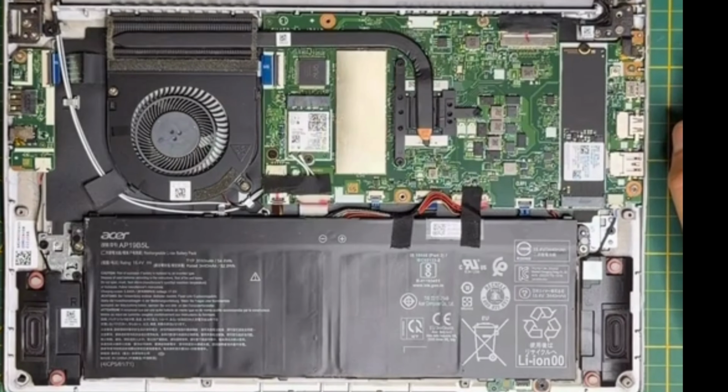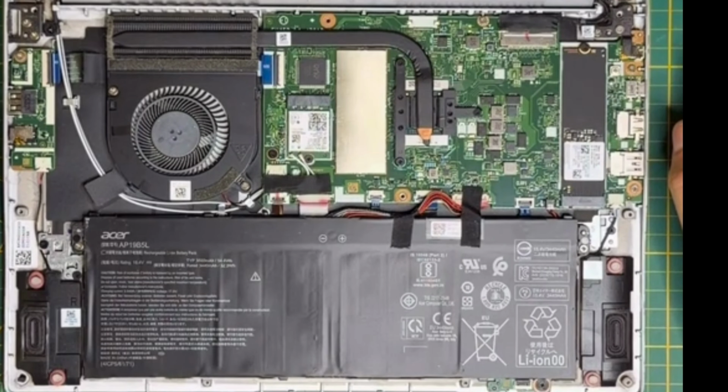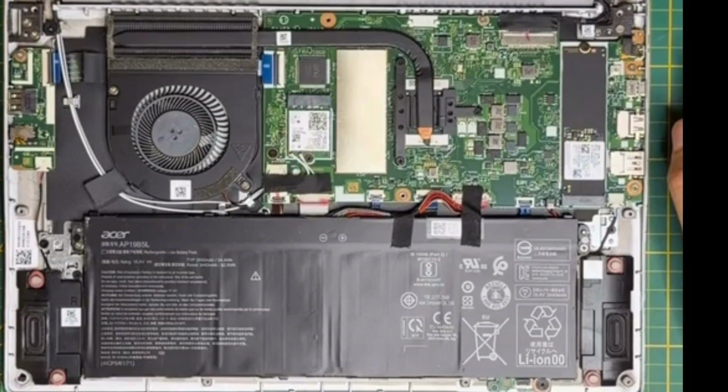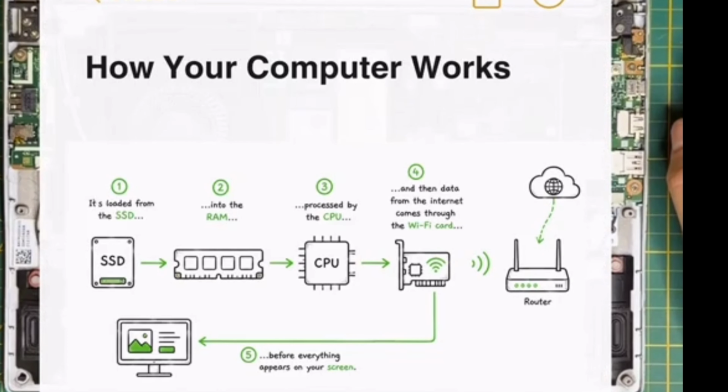And finally, this tiny component is the Wi-Fi card. It's what allows your computer to connect to the internet and communicate with your router using radio waves. What's really fascinating is that all of these components work together. For example, when you open Google Chrome, it's loaded from the SSD into the RAM, processed by the CPU, and then data from the internet comes through the Wi-Fi card before everything appears on your screen.